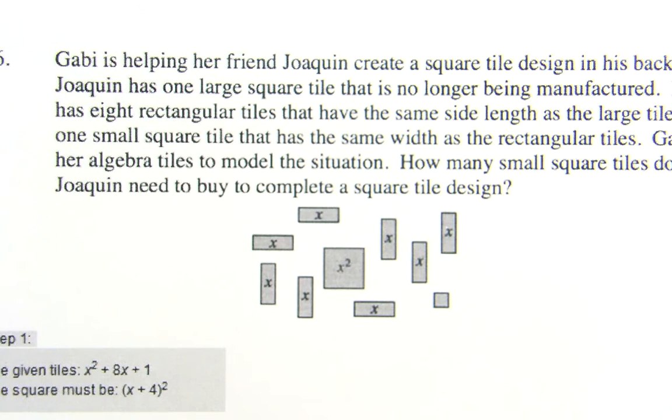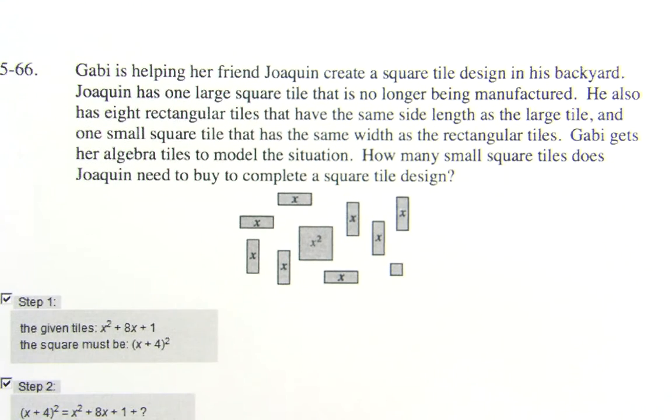Really long, actually. All right, so number 66, it says, Gabby is helping her friend Joaquin create a square tile design in his backyard. Joaquin has one large square tile that is no longer being manufactured. Randomly, he has a square tile. He also has 8 rectangular tiles that have the same side length as the large tile, and one small square tile that has the same width as the rectangular tiles. Gabby gets the algebra tiles to model the situation. How many square tiles does Joaquin need to buy to complete the square tile design?